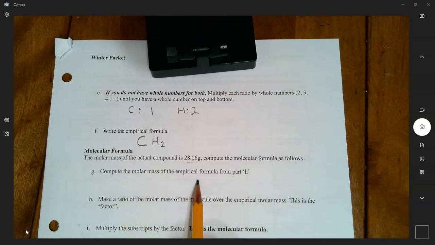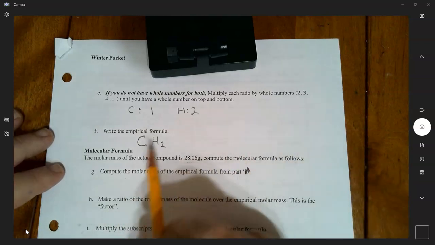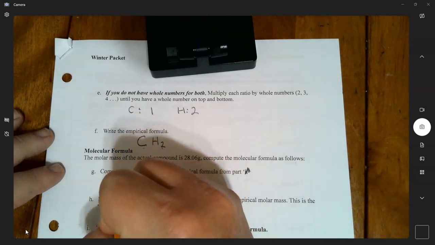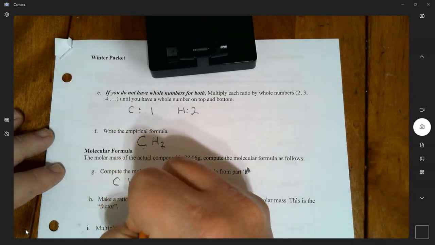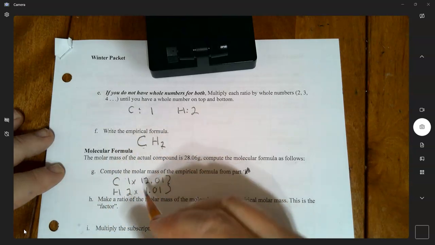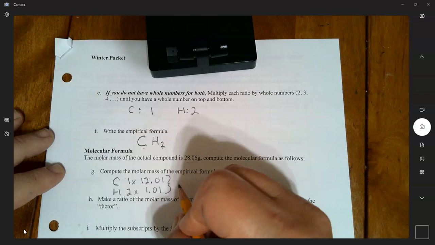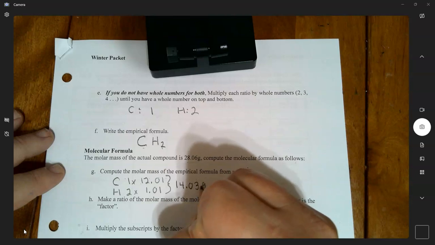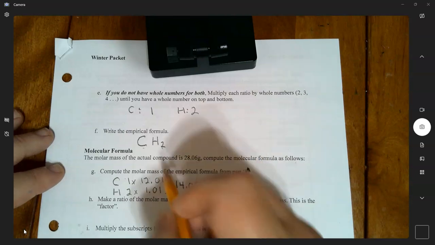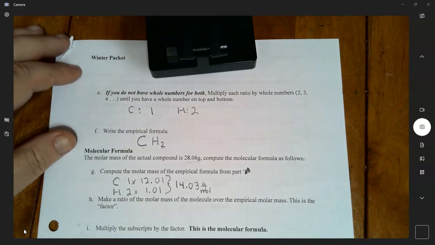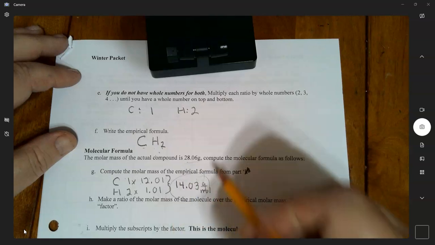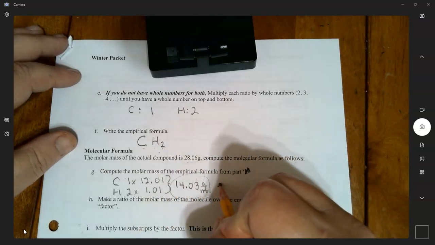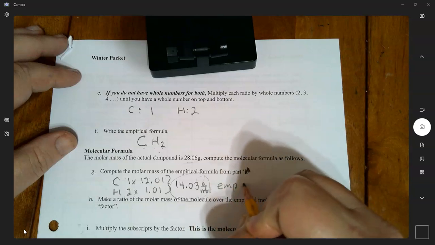So compute the molar mass of the empirical formula from part H. So what's this molar mass? You have 1 C times 12.01, and 2 H times 1.01. If you multiply those out, you're going to get 14.03 grams per mole for the empirical molar mass. We don't know if this is a real molecule or not, but we don't need to. We're going to determine what the real molecule is. So there's the empirical molar mass.